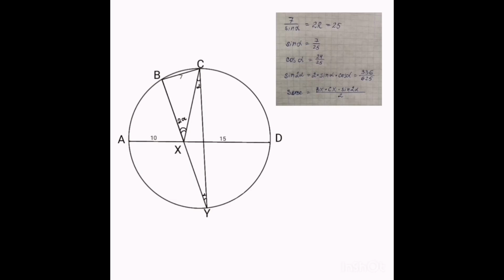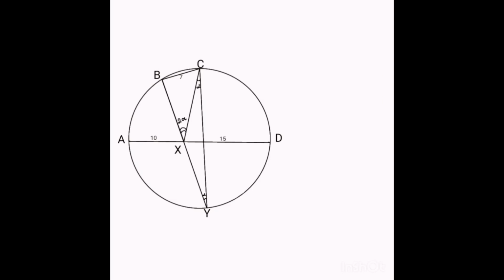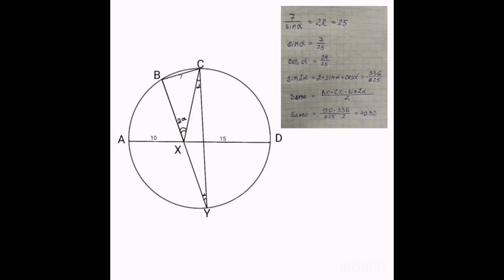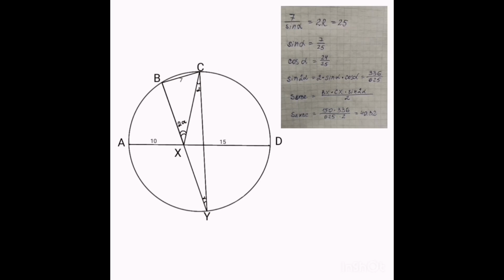However, using the fact that the points C and Y are symmetrical with respect to the diameter, and using the fact that if two chords of a circle intersect, then the product of the segments of one chord equals the product of the segments of the other chord, which basically means that if XY equals CX, then we know the product of BX and XY, which means that we know the product of BX and CX, which is enough for finding the area of the triangle XBC, which would be equal to 150 multiplied by 336 divided by 625 divided by 2, which equals 40.32.